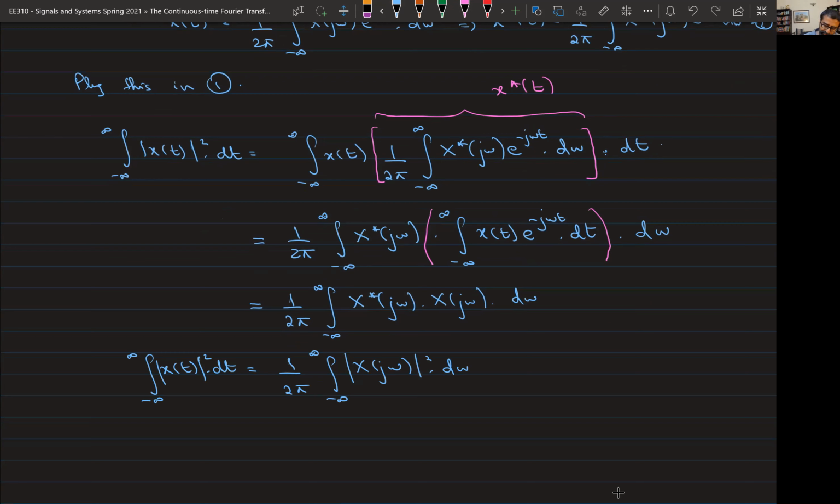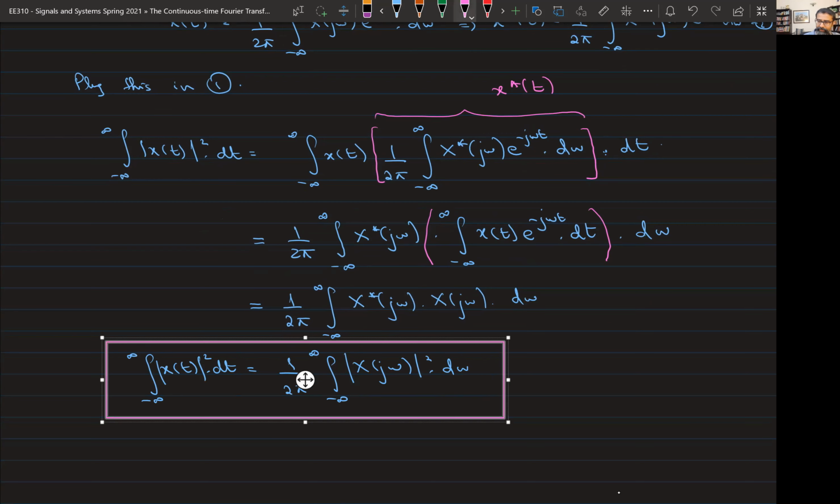Let me box this up. This is an extremely important result, right? If you want to compute the energy in a time domain signal, you could do it in the frequency domain as well. If you have the Fourier transform available, all you do is compute the absolute squared of the Fourier transform, find the area of the curve, and then scale it by 2 pi, and that will give you the energy inside the time domain signal. So just knowing the Fourier transform is enough for you to determine the energy inside the signal.